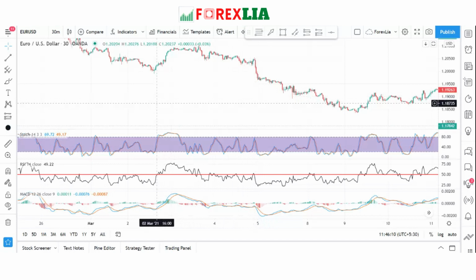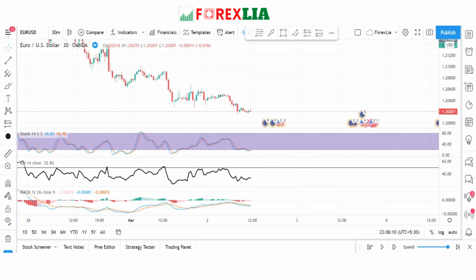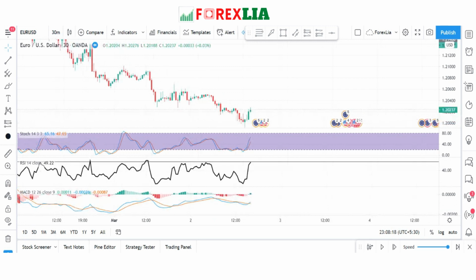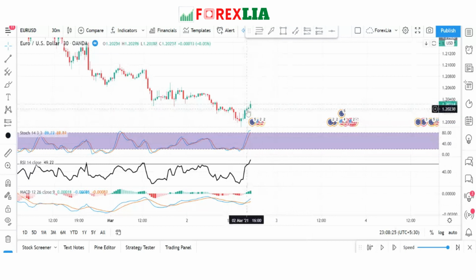First, let's start with the entry signal. To identify a buy signal, the first step is you want... Now all three indicators are in the overbought zone, so we get a buy trade confirmation signal. We place the buy trade here.